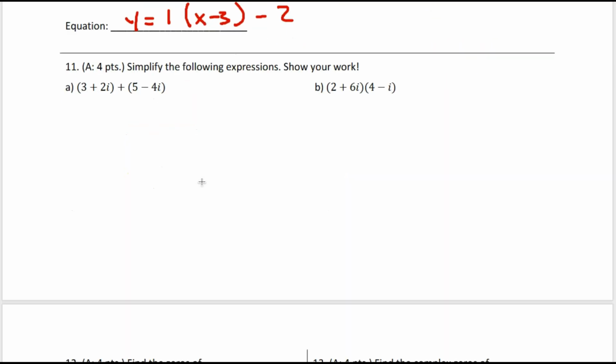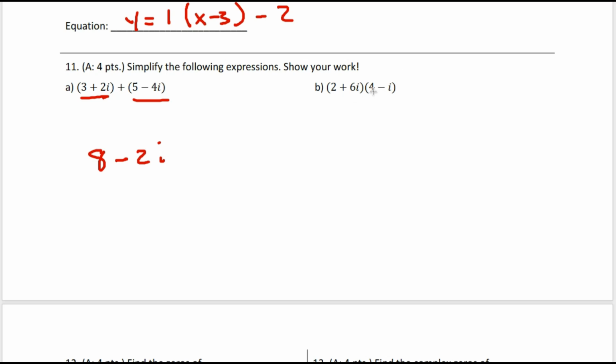Okay, we're getting into the last part of the quiz here. So we're going to do some arithmetic with complex numbers. We learned that when we add them, we just combine like terms. 3 plus 5, that's adding the real number part, is 8. And if I combine the imaginary part, 2i plus a negative 4i is negative 2i. Okay, that's it.